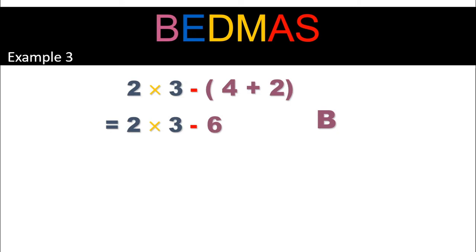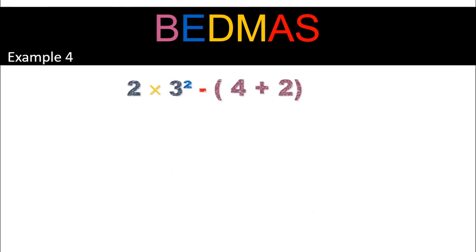Next, I've got a calculation which has got a multiplication and a subtraction in it. Which comes first, multiplication or subtraction? M comes before S in BEDMAS, so we'll do the multiplication first. So I'll work out what 2 times 3 is, and that's 6. And I'll go ahead and write 6 minus 6. Don't forget to copy down the terms from above that we haven't yet worked out. 6 minus 6, there's only a subtraction left, so I'll go ahead and do that subtraction. 6 minus 6 is 0.